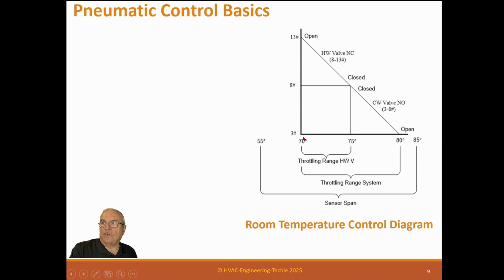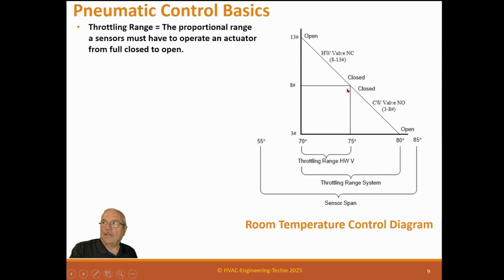So if we're 70 degrees, the hot water valve is fully open. And as the temperature gets higher, it begins to close until it reaches this point, which is a set point, it closes. And then if we're here, and this chill water valve, it's getting hot, so it starts to open. So the chill water valve is open here.